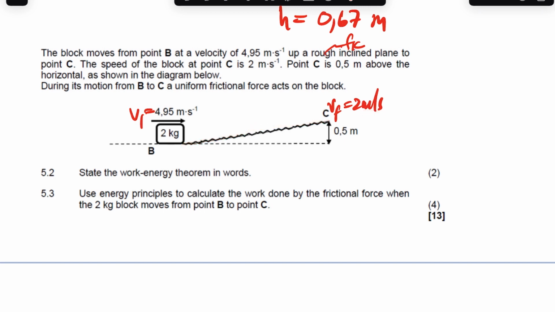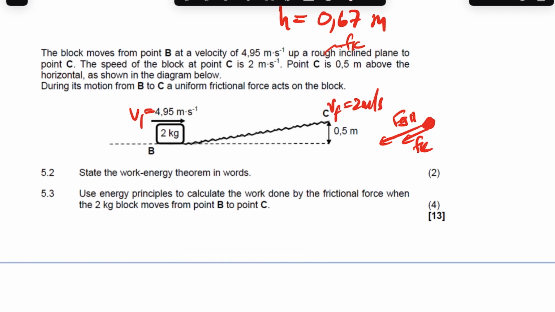Now it says point C is 0.5 meter above the horizontal, which is the height there. Guys, I'm sorry about the noise. It's my neighbors. During its motion from B to C, a uniform frictional force acts. So there's a frictional force acting here. Guys, it's very important to understand as well: while it's moving here, what are the forces acting on it? I'll quickly draw the free body diagram. While it's moving up there, there's no applied force. There's a gravitational force, which is the FG parallel, and there's a frictional force. Those are the only forces acting there.